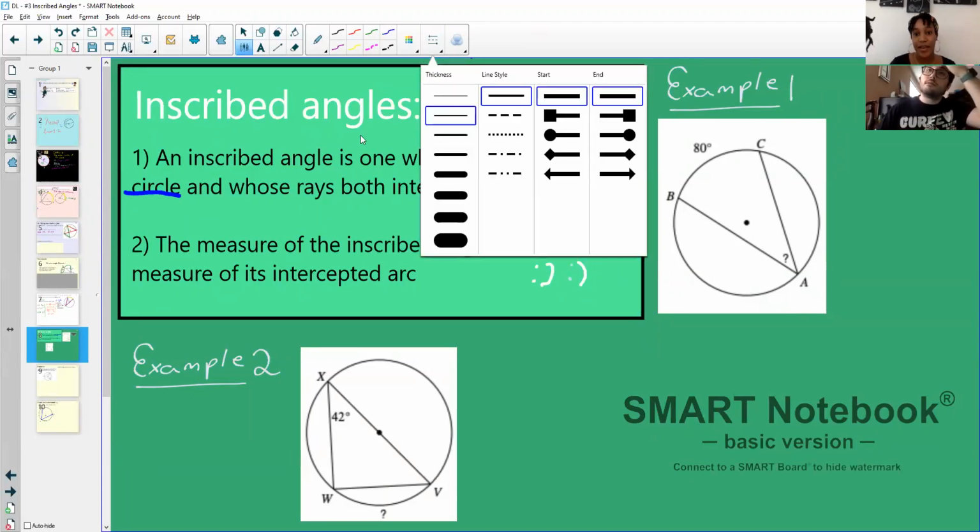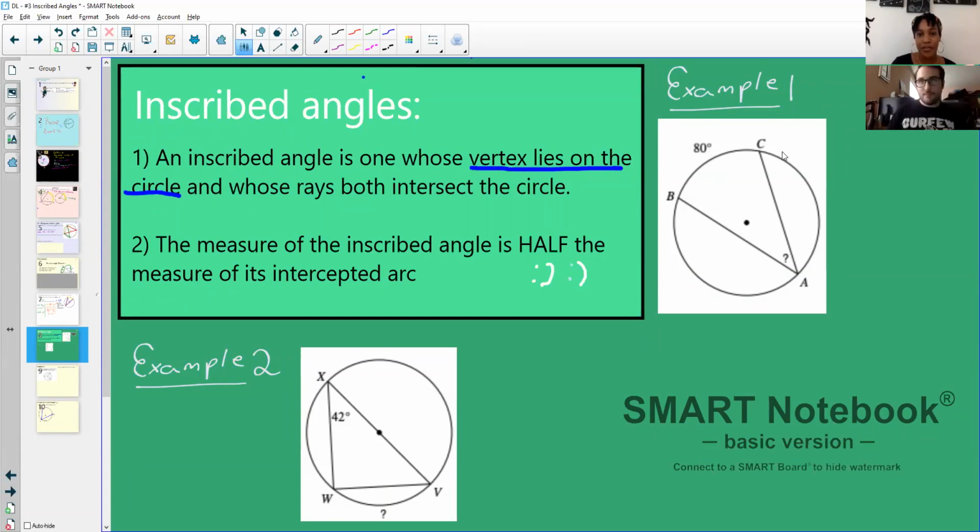Now that we know that, what property did we just learn about inscribed angles? It's right here. You can read that, or type it out. What did we just learn? What was the key thing? The inscribed angle is blank the measure of its intercepted arc. What do we know? It's half. Thank you, guys. So if the inscribed angle is half of the intercepted arc, what's the intercepted arc?